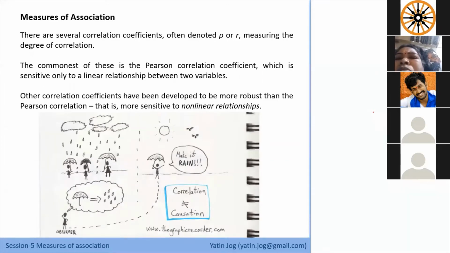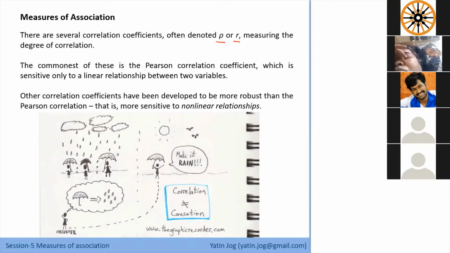So there are several correlation coefficients, often denoted as rho or R. Rho is a Greek character, so it is for the population, and R is for the sample, measuring the degree of correlation. The commonest of these is the Pearson correlation coefficient, which is sensitive only to linear relationships between two variables.